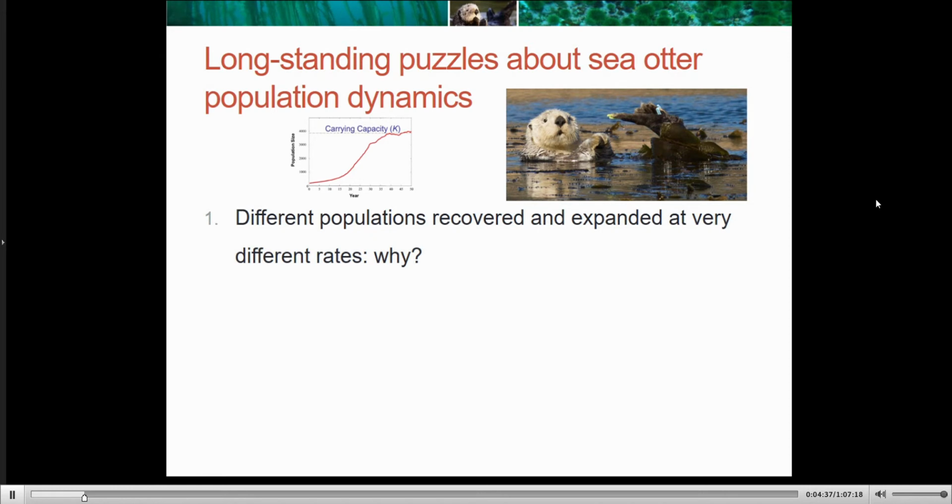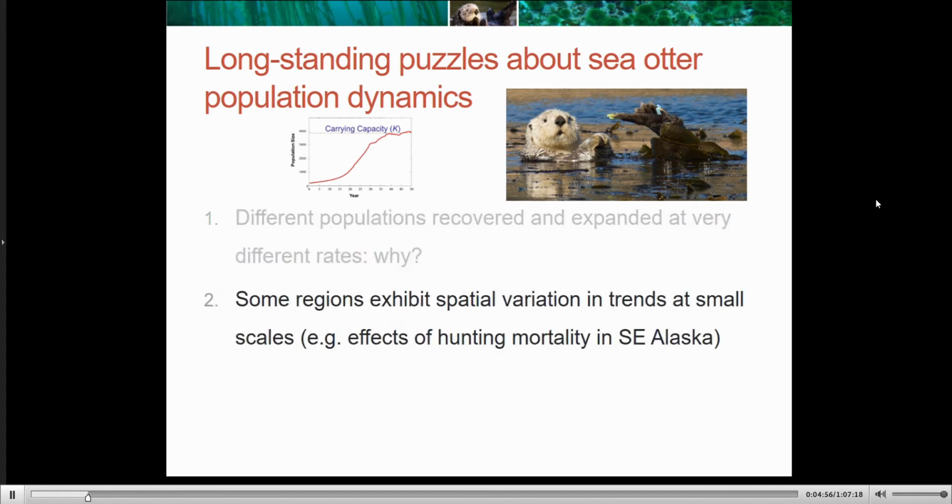The first puzzle I'm going to talk about is a fundamental one, and that is that different populations recovered and expanded into their former habitats at very different rates. That formed this fundamental question of why some populations were recovering slowly and some populations seemed to be recovering very quickly, and why that would be.